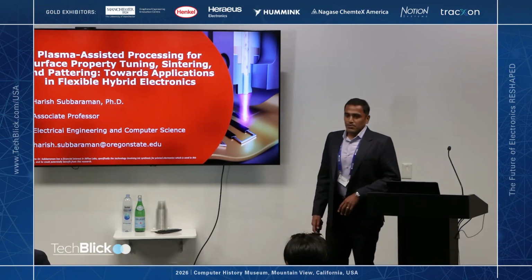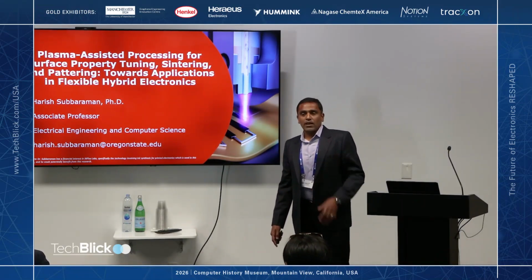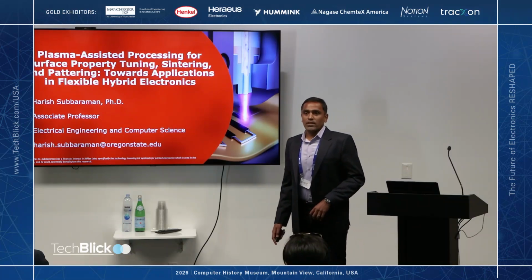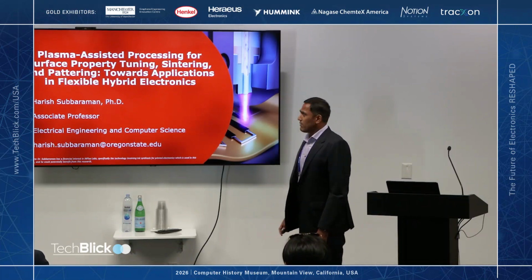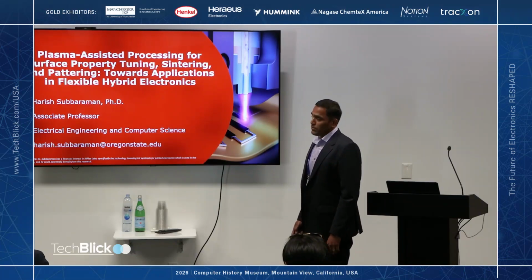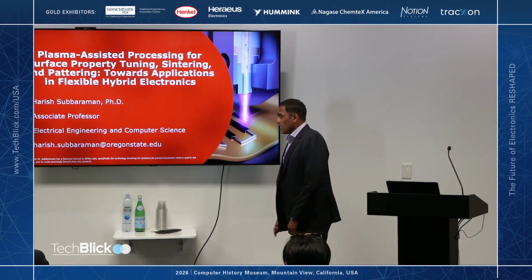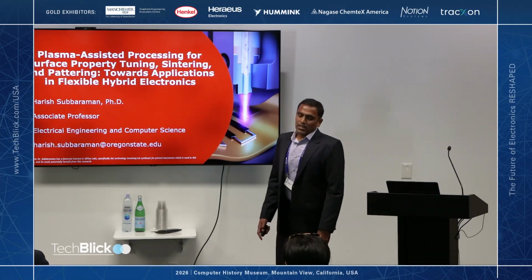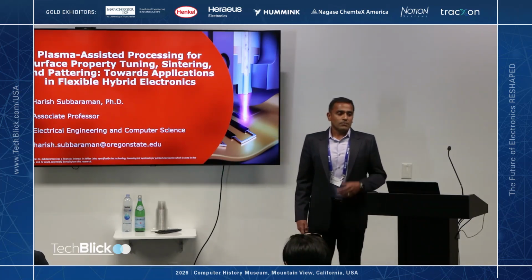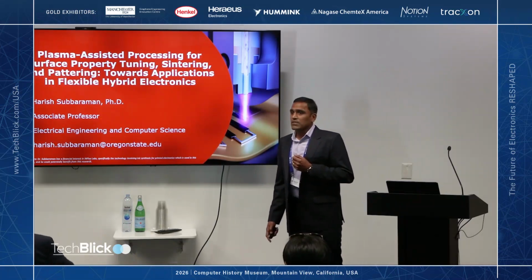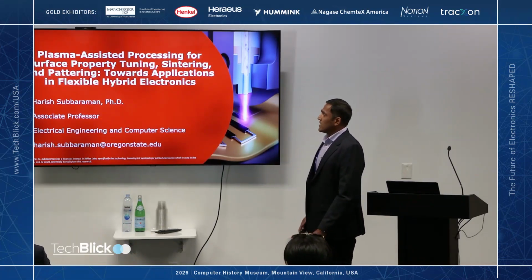So this specific topic here is we've been using Ram's printer for a while, more than 8 years, I think, and we've been looking at a lot of different things that we can do with the printer. This specific talk shows how a single tool can be used to modify surface properties, and can be used to jet and sinter at the same time.